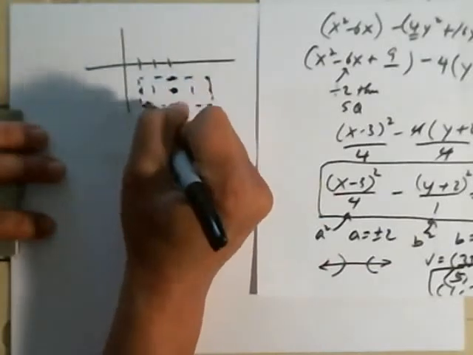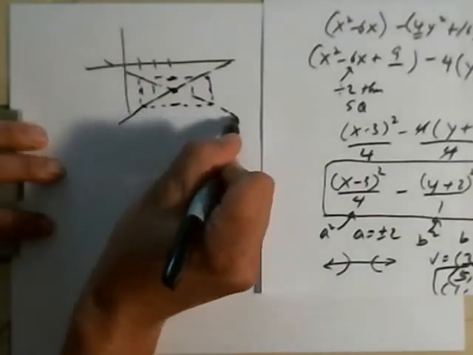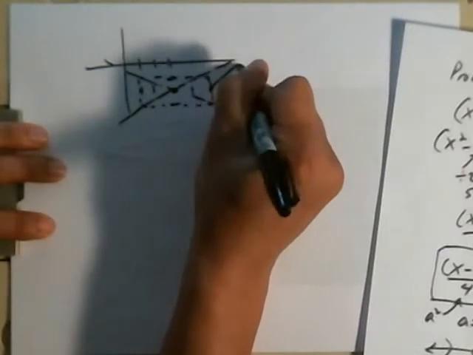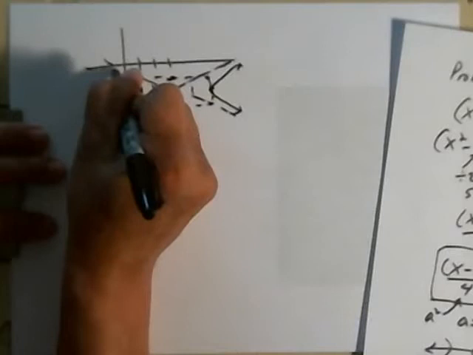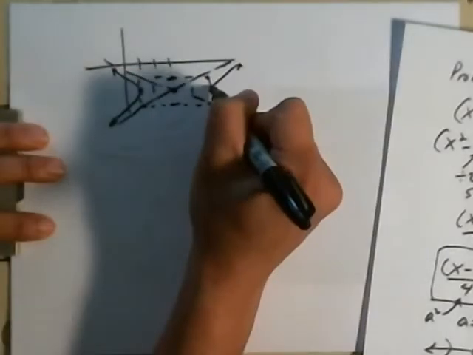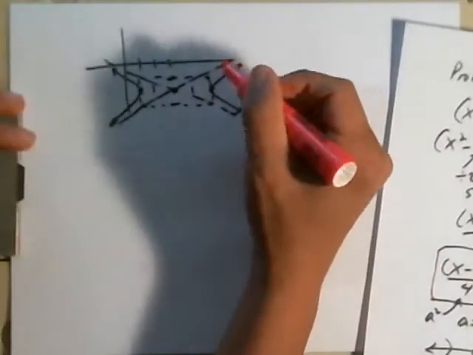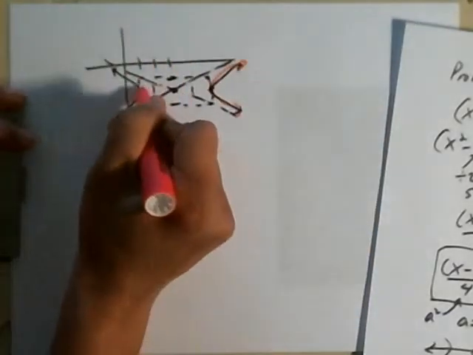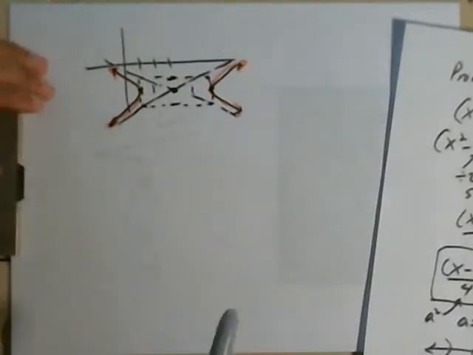And from the corner, vertex, these are your asymptotes that are going to come out, since the transversal axis is this way. I'm going to draw it with a different shade of color, just so that you can see a little bit differently. So it's going to go towards your asymptotes right there. Okay? So there it is.